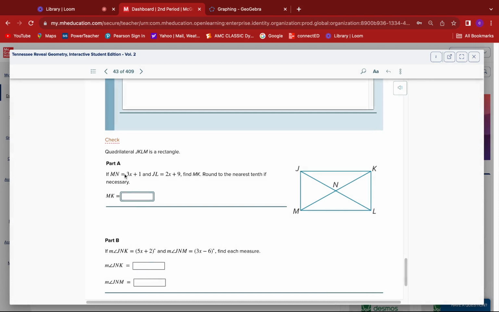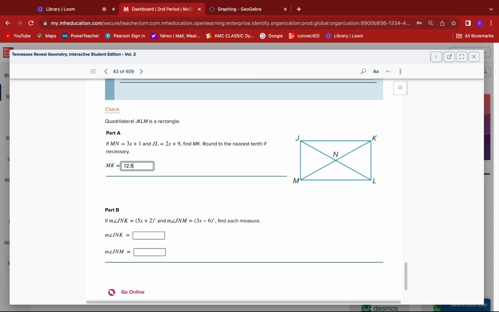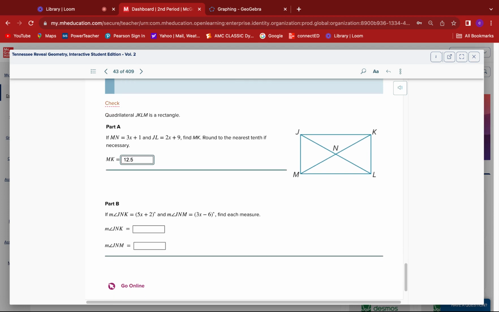Now that's x. All right, they want me to plug in to find MK. Well, MK, the full diagonal, will be equal to the JL. So I'm going to take my 1.75 and plug it into the 2x plus 9. If you plug it into this one, don't forget to double it at the end. All right, so let's see. 2 times 1.75, and then we're going to add 9. Looks like we're going to get 12.5. All right. Okay, this looks like we're doing part A. Moving on to part B. Oh, it's rounding to the nearest 10th. Okay, good, I did that.